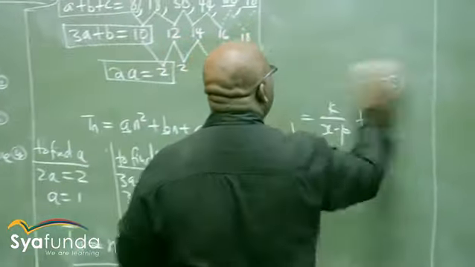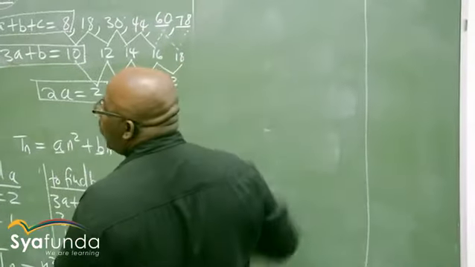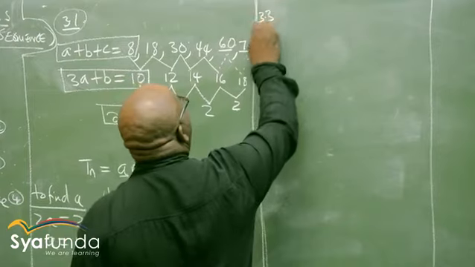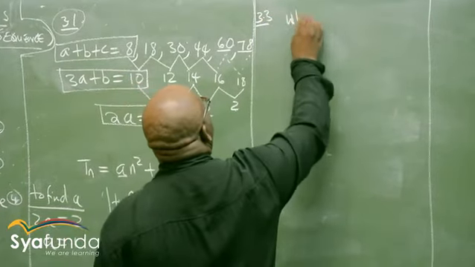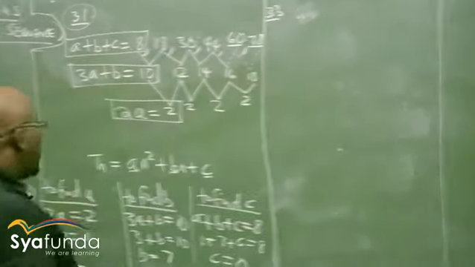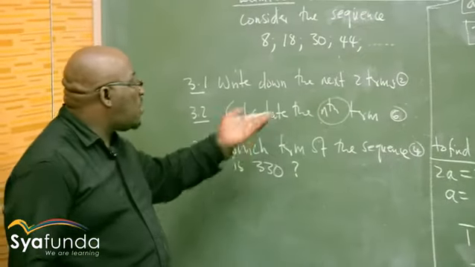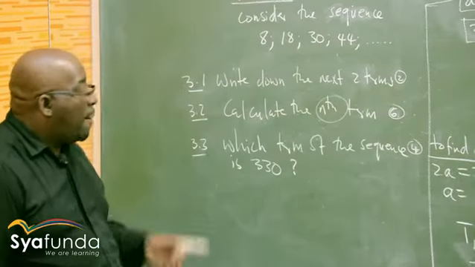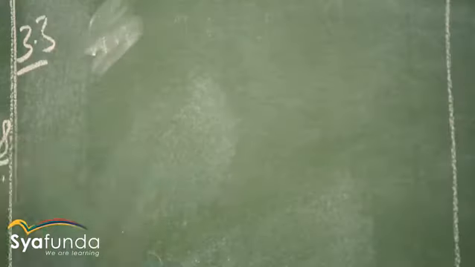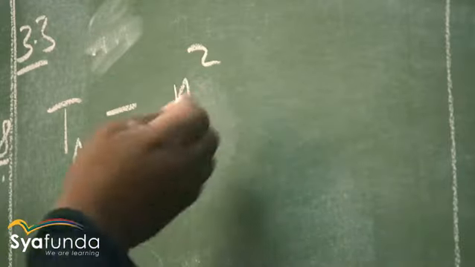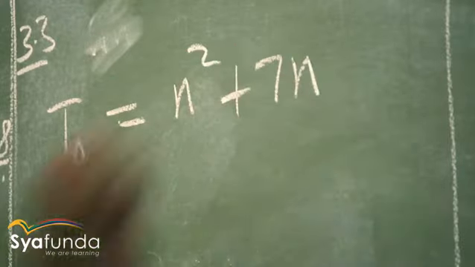Right. I want us to look at that third question now, which is 3.3 in this particular case. Which term of the sequence is 330? But we know we already have the sequence. It is sequence 8. Tn is equals to n squared plus 7n.